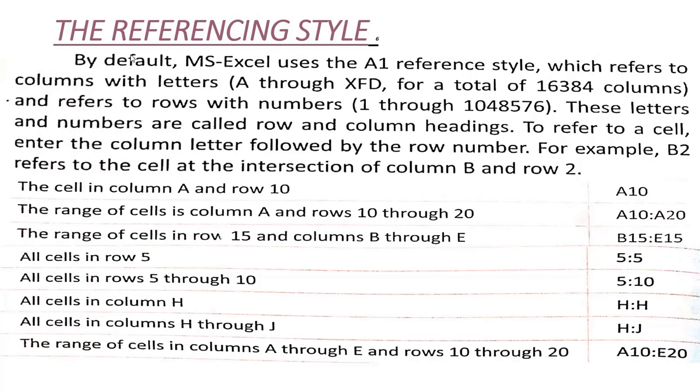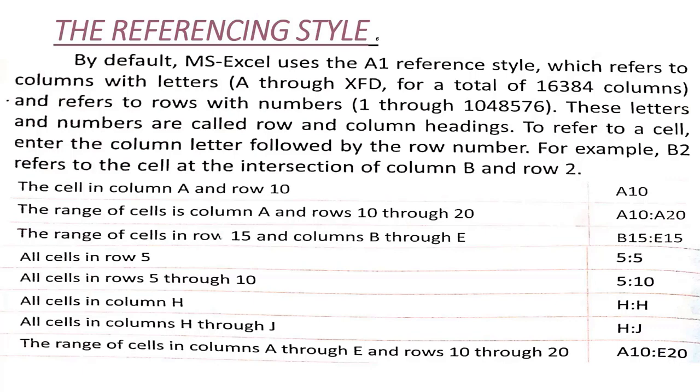Rows lie horizontally in the worksheet, you know about it, whereas columns lie vertically in the worksheet. We refer to columns with letters, that is A, B, C, D, like this, and we refer to rows as numbers 1, 2, 3, 4, 5, like this. You should know the total number of columns is 16,384 in one Excel sheet, and the total number of rows is 10,48,576 in one Excel sheet.